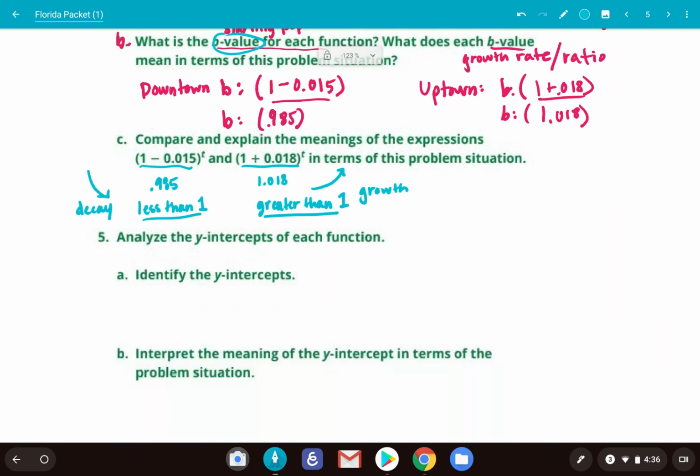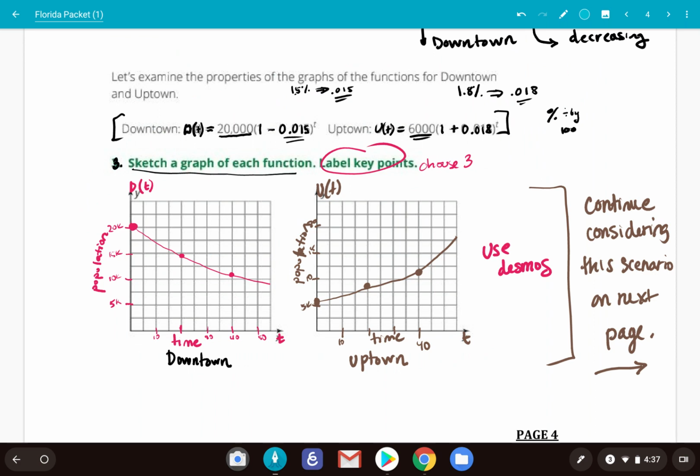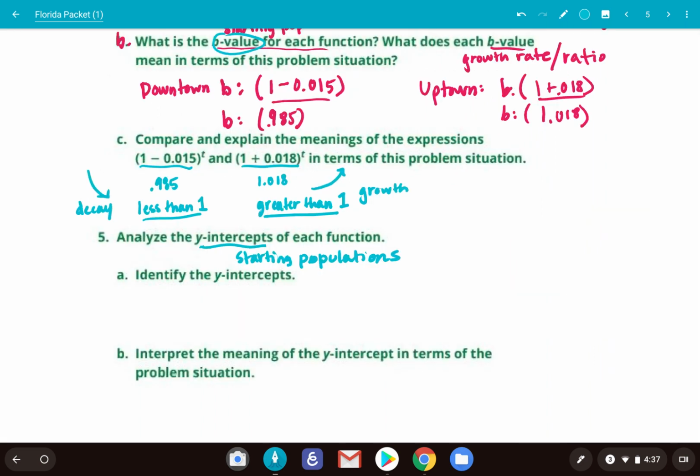All right, and then what we need to do is analyze the y-intercepts. So remember, the y-intercepts are the starting population. And if you were to look back at your graphs, for downtown, my starting population or my y-intercept is 20,000. And then for uptown, my y-intercept, or my starting population, was 6,000. So that's what we're talking about. So downtown is 20,000 and uptown is 6,000. And then if you are interpreting the meaning, it's just the starting population.